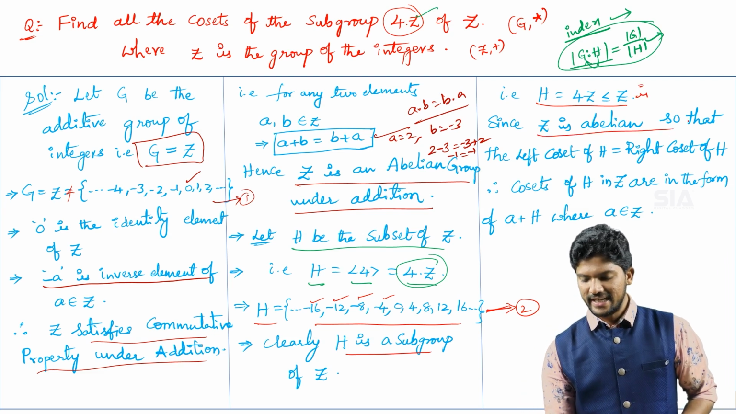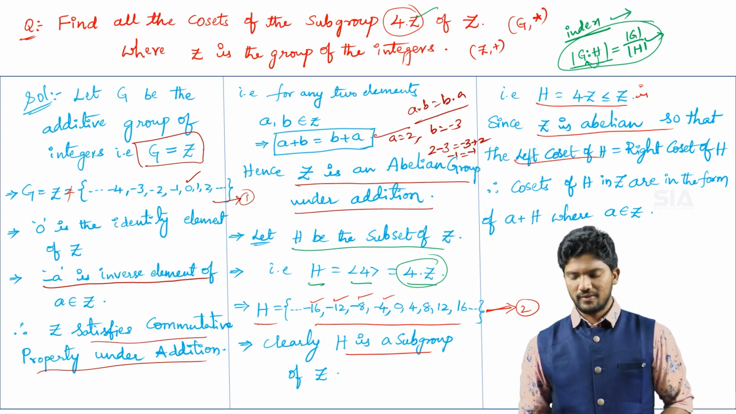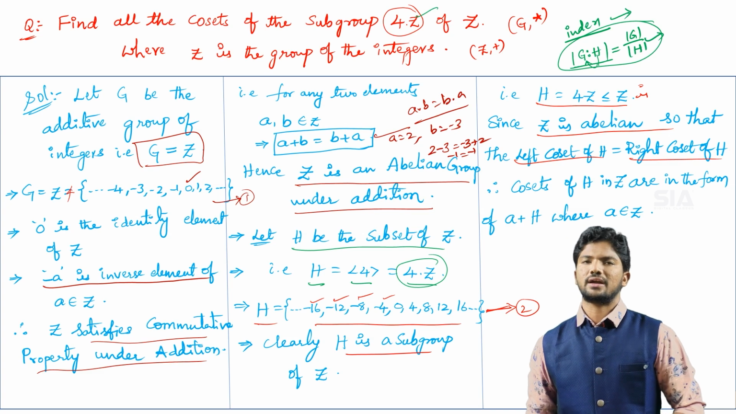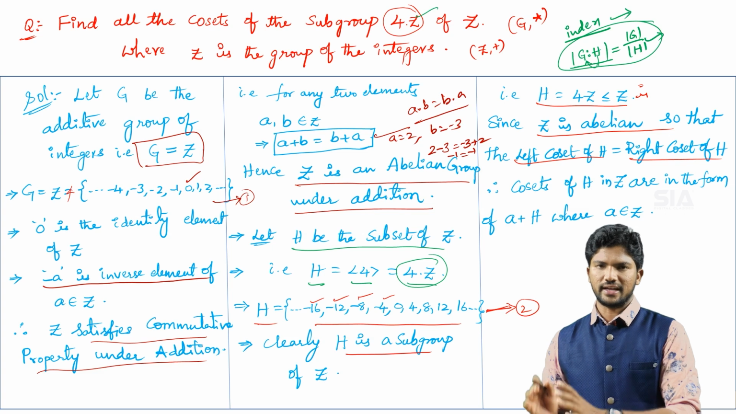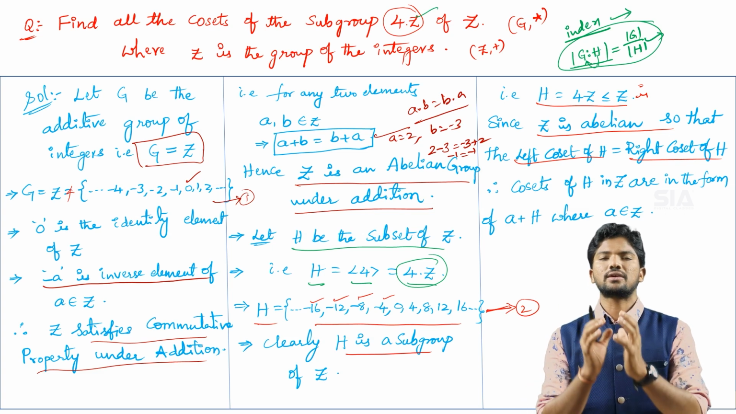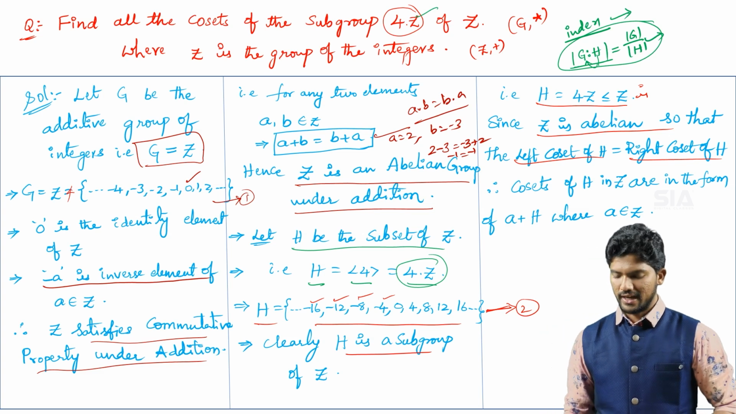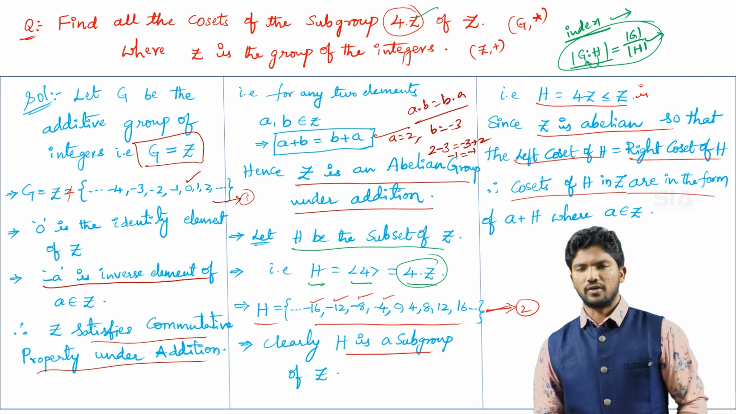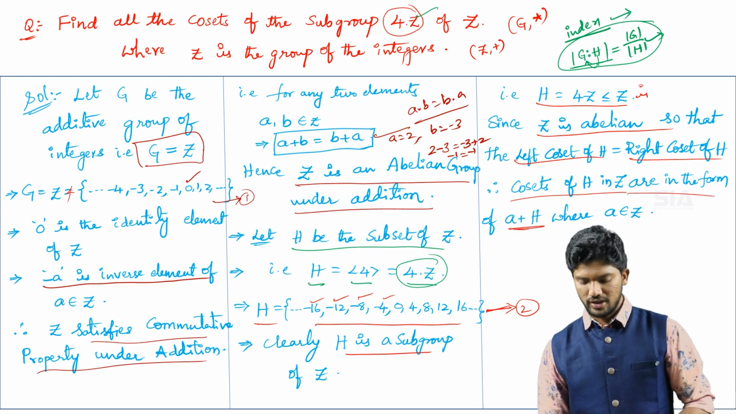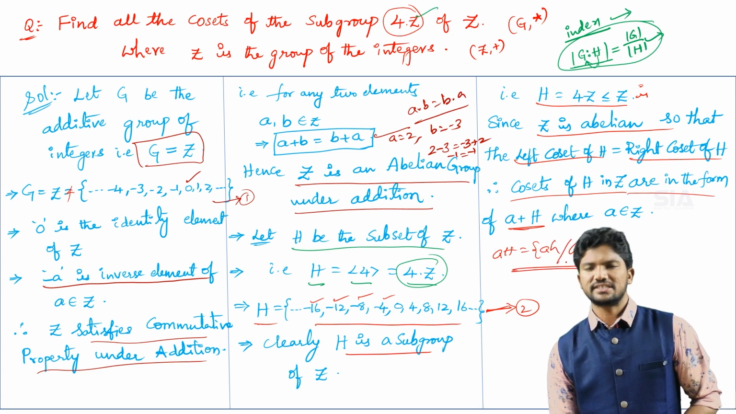Since Z is abelian, as we already proved, the total number of left cosets of the given H is equal to the total number of right cosets. So there is no partiality; we only have to find the cosets, because the number of left cosets equals the number of right cosets. So the cosets of H in Z are in the form a plus H. Actually, what is the definition? a H equals a h, whenever small h belongs to H. This is the coset definition.